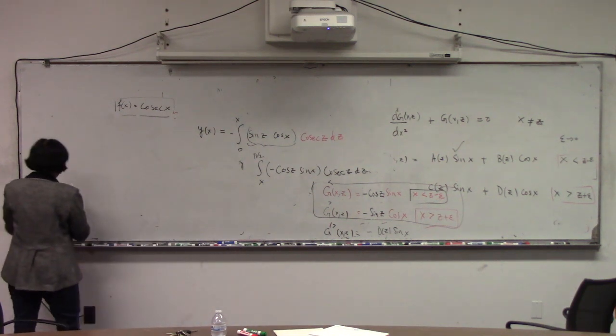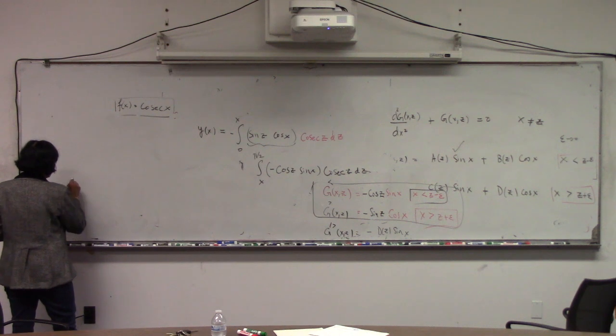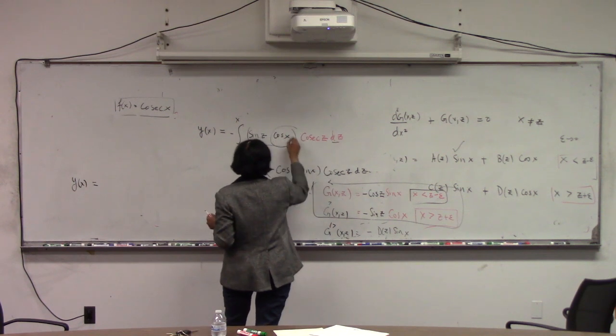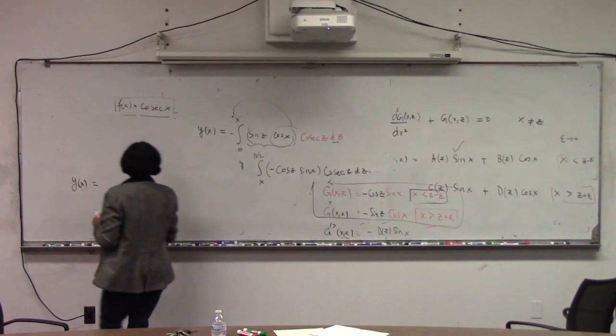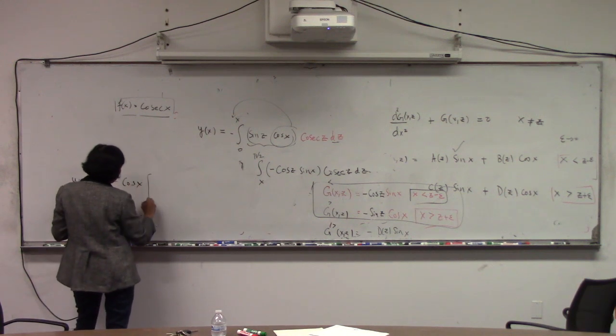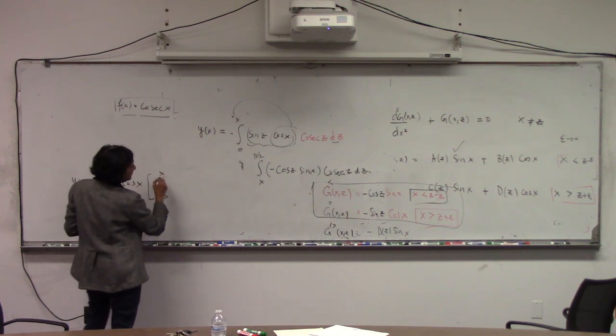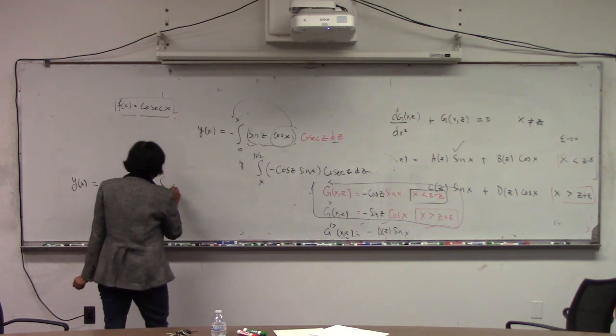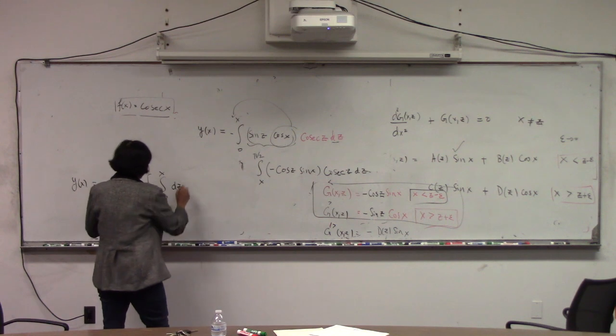So what you have is then y of x. The variable is z, so I can pull cosine of x outside. So I have minus cosine of x, integral from 0 to x. This is what? Sine z cosine z dz. So that's a simple integral.